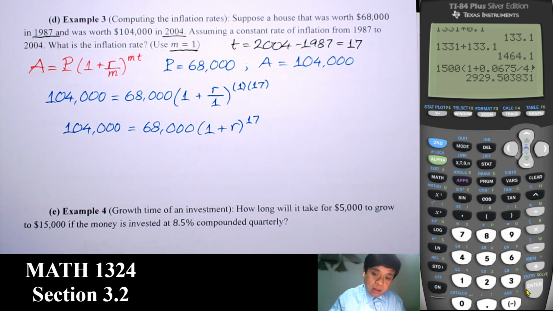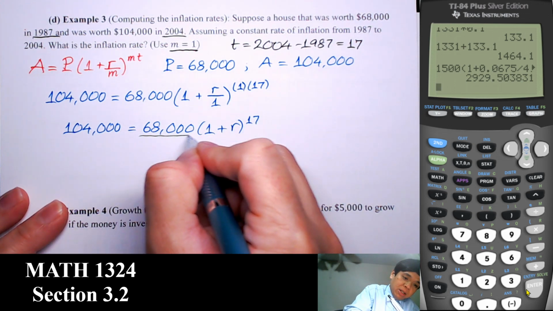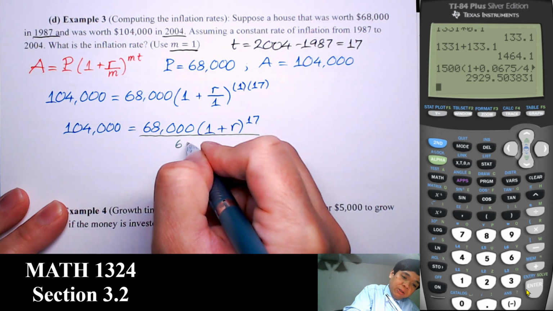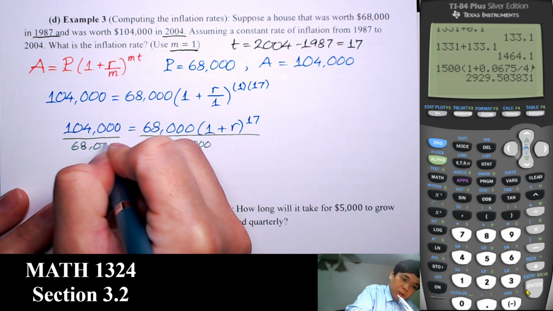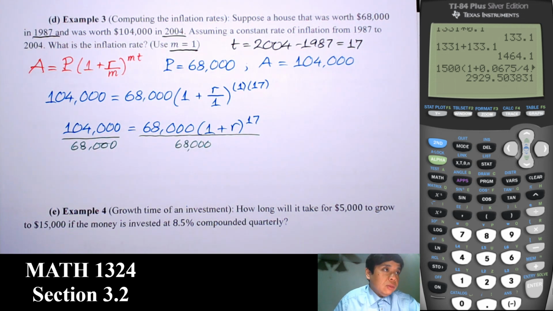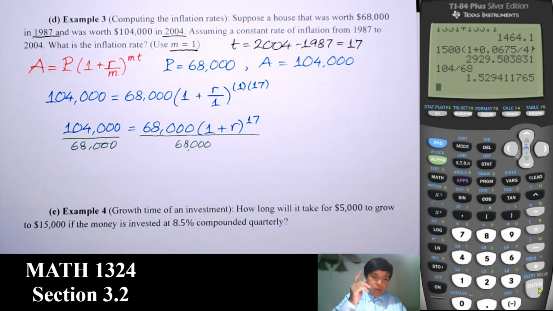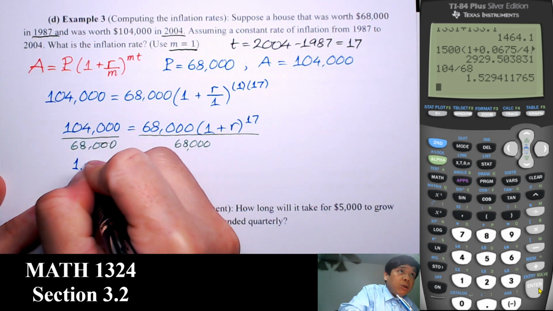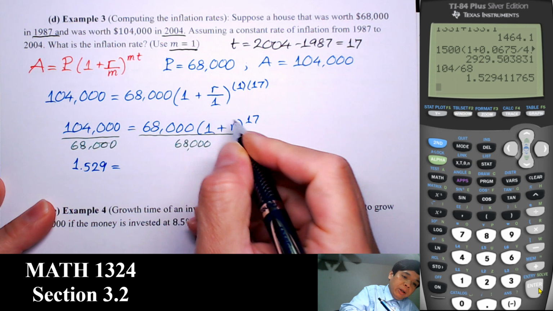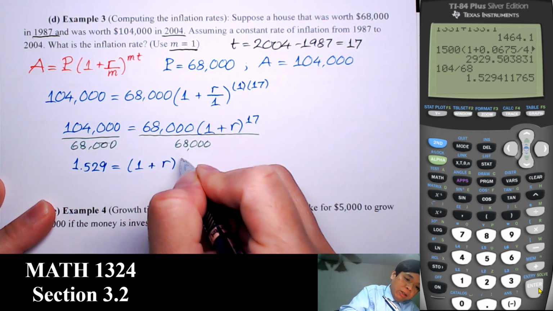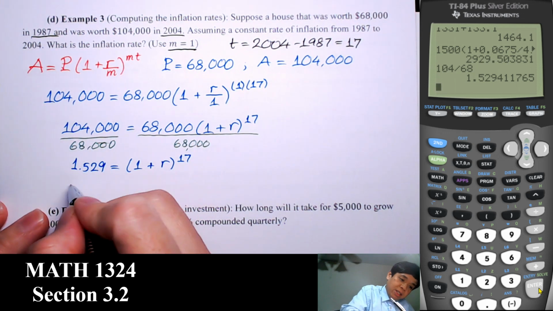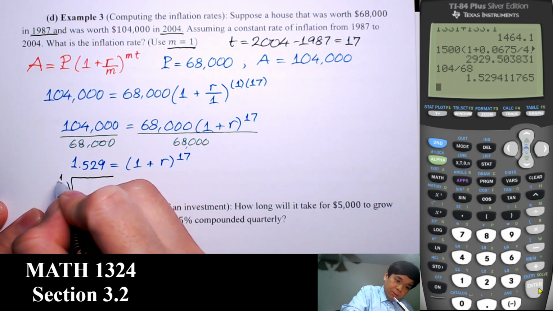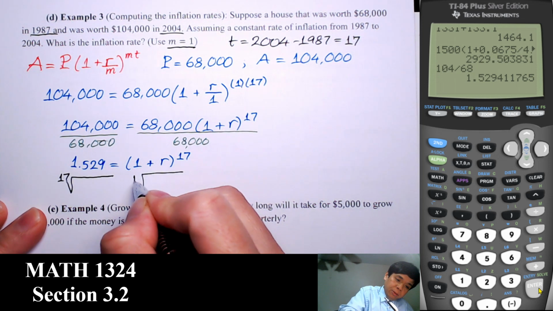It's not that bad. What we do is divide by 68,000, just to try to get this term by itself. I just have 104 divided by 68, which is 1.529, equal to 1 plus R to the 17. Now to get rid of the 17, we can take the 17th root on both sides.